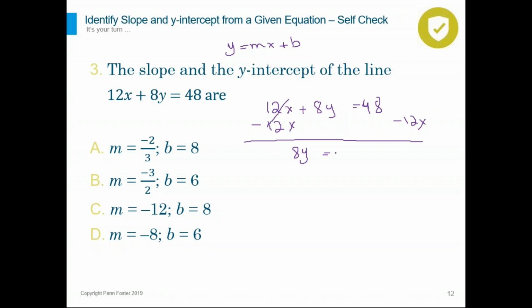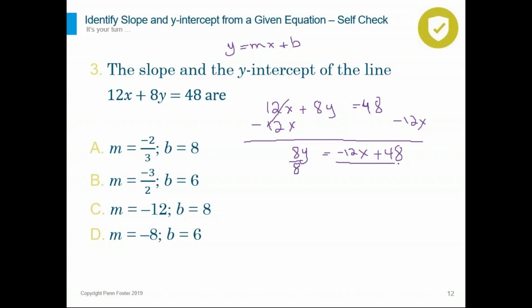On one side, and then we have negative 12x plus 48. We just used to write the term with the variable first, and that's why I wrote negative 12x plus 48 instead of 48 minus 12x. Okay, now I want to get rid of the 8. The 8 is multiplied times the y. Do the inverse, do the opposite, divide over 8.